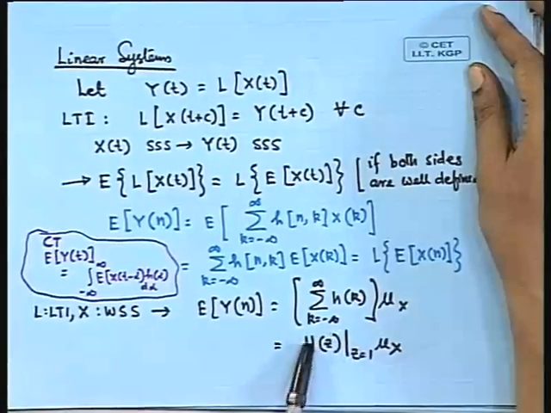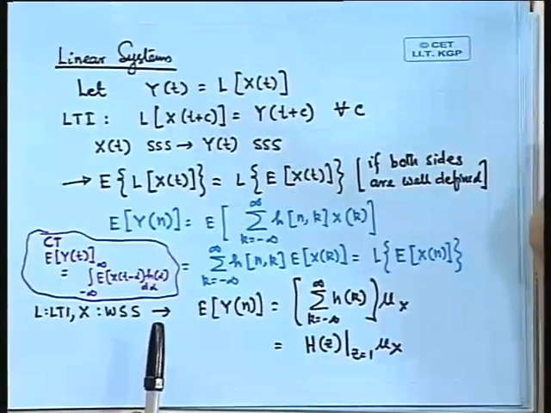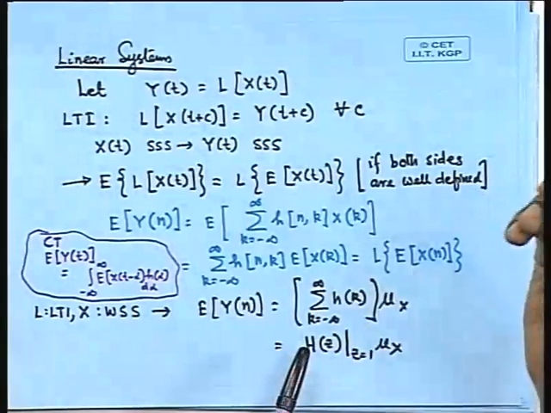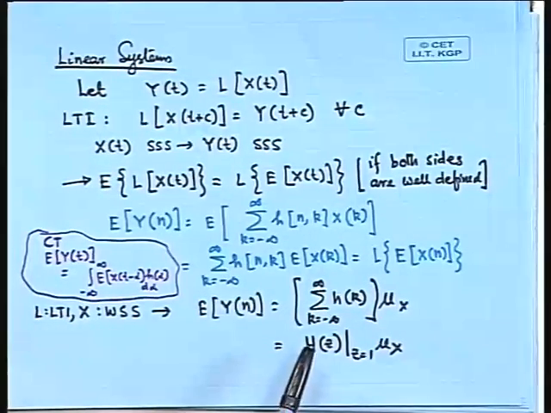So if you are given a transfer function of a filter, let us say, and if you feed a random sequence which has a mean of, let us say, 1, then using this formula you can, in one shot, determine what is going to be the expected value of the output, right. So that is simple.